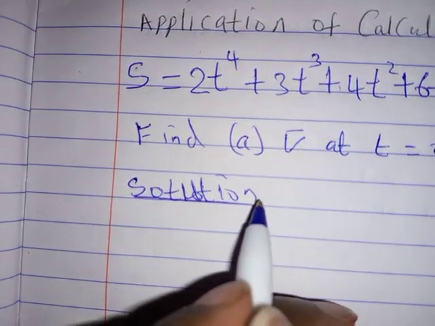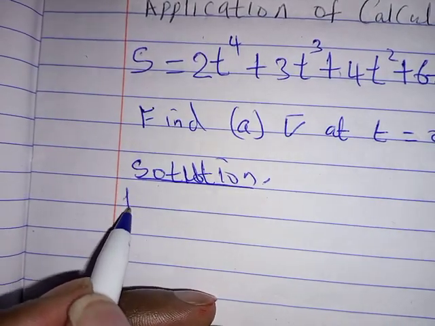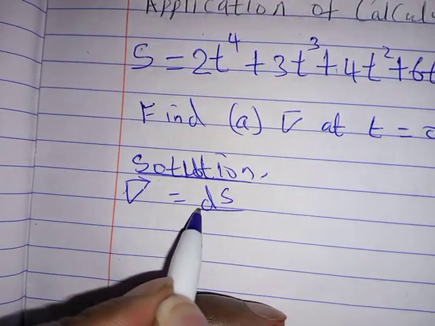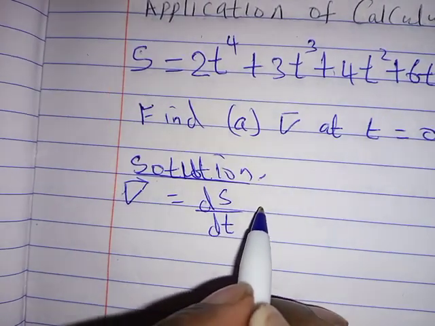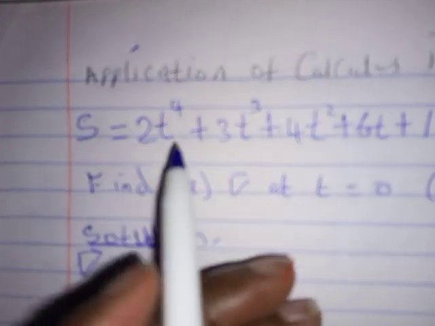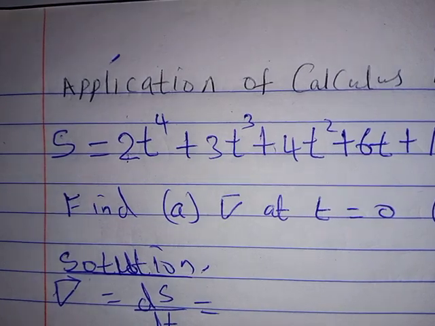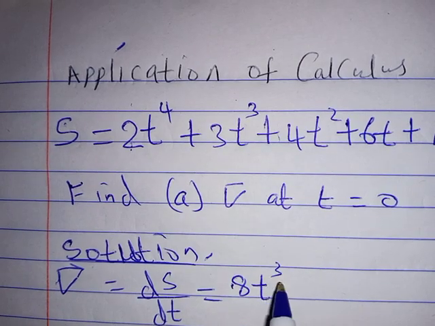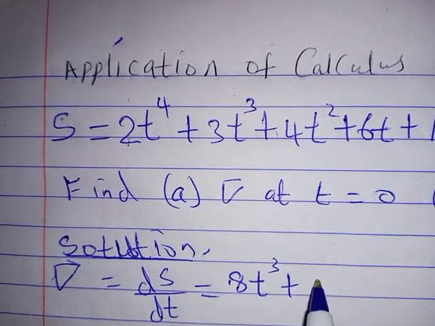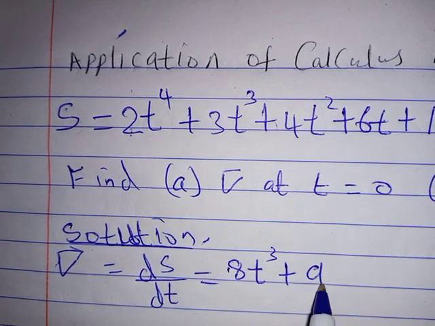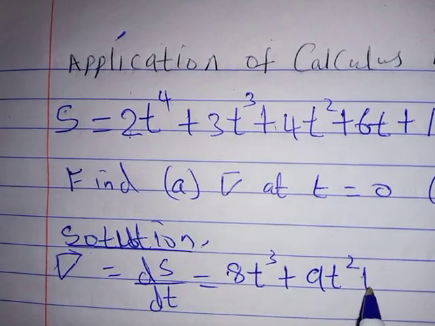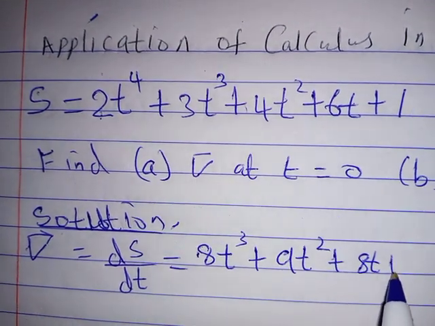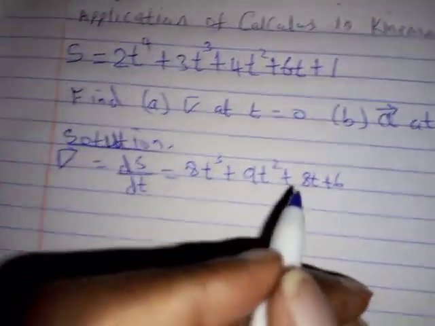So to do that, we know that velocity is given by derivative of displacement with time. So we are going to differentiate this one. So you have t power 4 differentiated will give us 8t power 3 plus 3t cubic differentiated will give us 9t squared, plus 4t squared will give us 8t, plus 6. So that is the derivative.